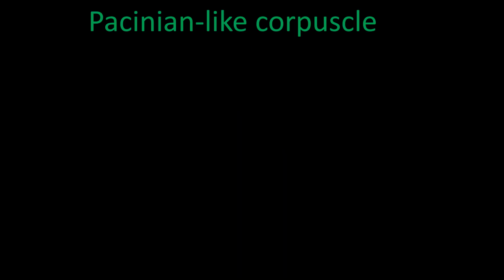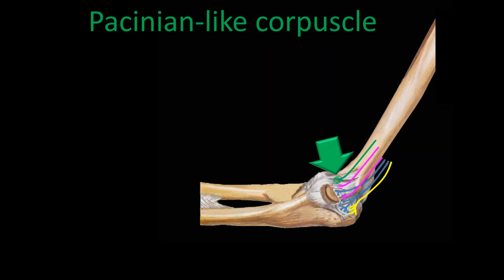The second receptor I would like to mention is Pacinian-like corpuscles, schematically represented here. The signal from the Pacinian corpuscles present in the joint is carried by type 2 fibers. The Pacinian corpuscles are sensitive to pressure.